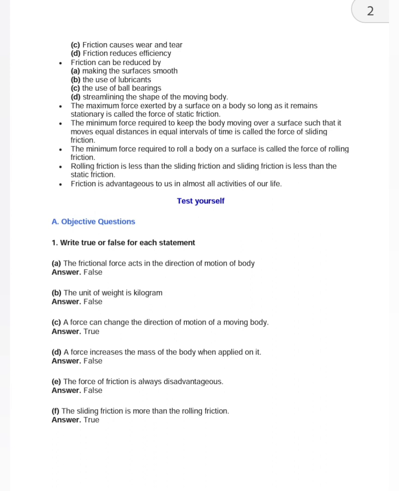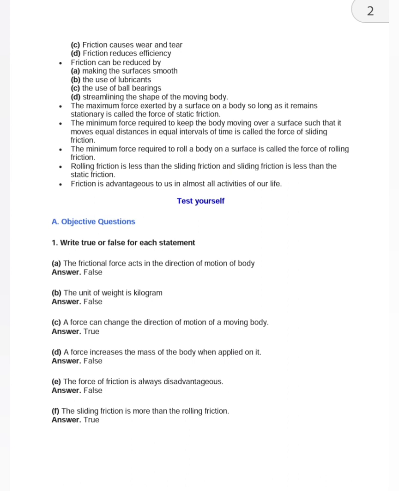Now let's do the back exercises. Let's test ourselves. A. Objective questions. Number 1. Write true or false for each statement. A. The frictional force acts in the direction of motion of body. Answer is false. It acts in the opposite direction. B. The unit of weight is kilogram.